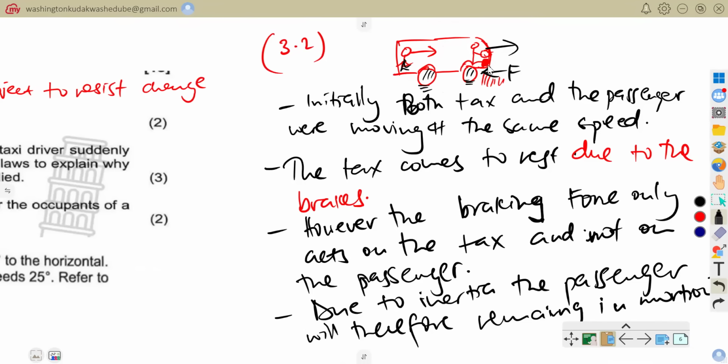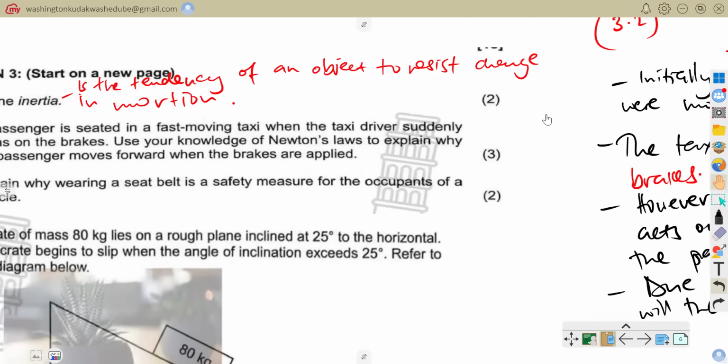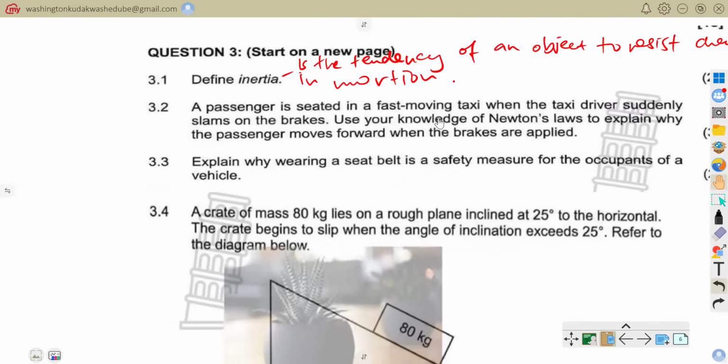When the brakes are slammed, the frictional force or else the braking force will act on the taxi alone, not on the passengers. Since there is no net force that can change the state of motion of this passenger, he or she will continue moving. That's the reason why we would need seat belts. That is the reason why we later invented seat belts. So that was going to be the answer for 3.2.